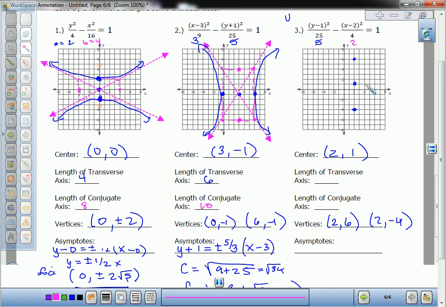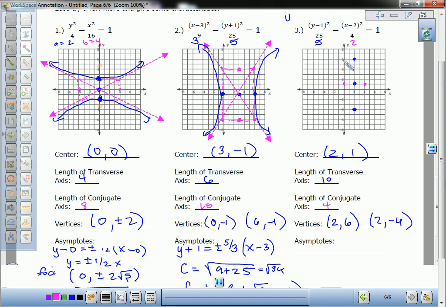Wait, what are the verses again? Right 2, left 2. All right, so the transverse axis, that's the one that connects the vertices. It's double 5, so it's 10. The conjugate axis, this time happens to be our shorter one. It's double 2, which is 4.